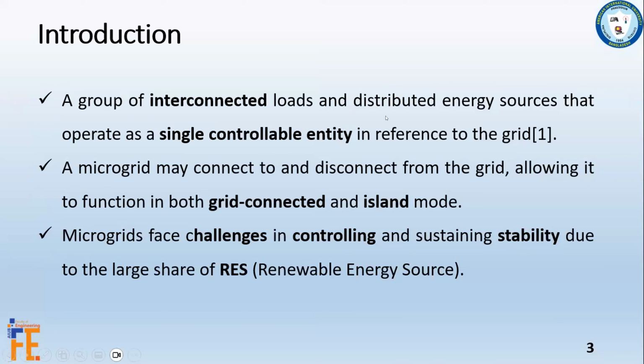A microgrid is a group of interconnected loads and distributed energy sources that operate as a single controllable entity in reference to the grid. A microgrid may connect to the grid and disconnect from the grid, allowing it to function in both grid-connected and islanded mode. Microgrids face challenges in controlling and sustaining stability due to the large share of renewable energy sources.